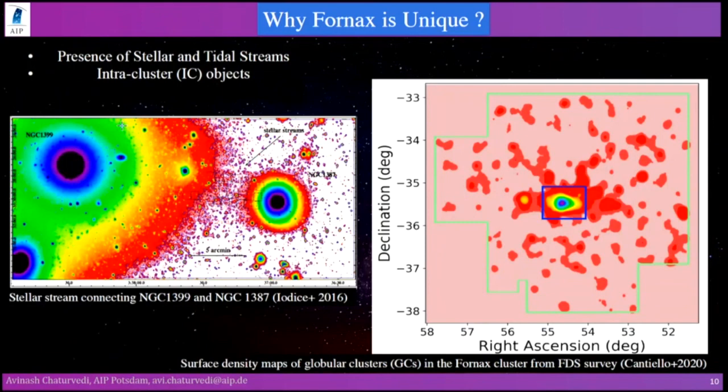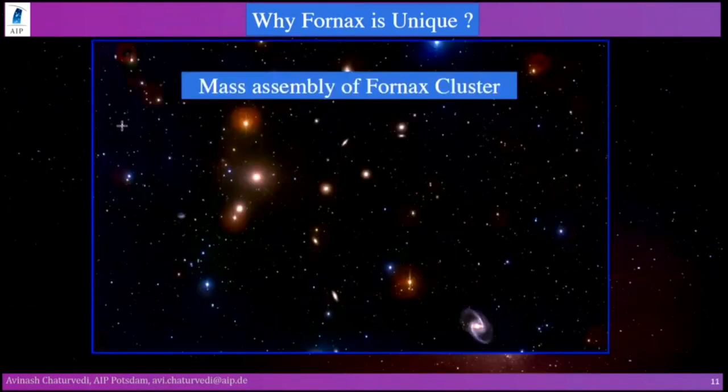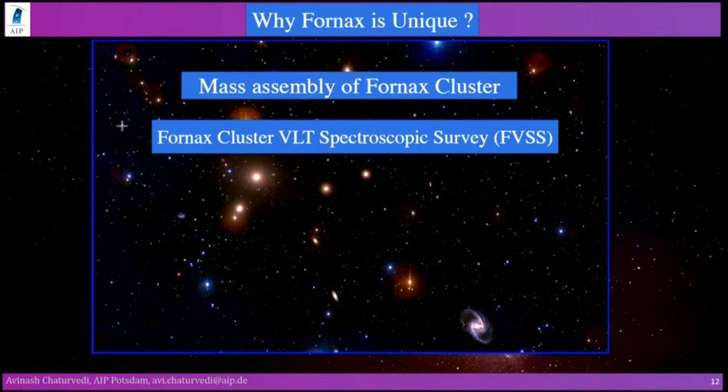All these points make Fornax an ideal target to learn about its mass assembly. And with mass assembly, what I meant is to get the total mass profile, which is the sum of the baryonic and dark matter halo, and also learn about its intracluster environment. And this motivated us to use basically these photometric surveys and go a step further in order to perform a spectroscopic survey using the ESO VLT.